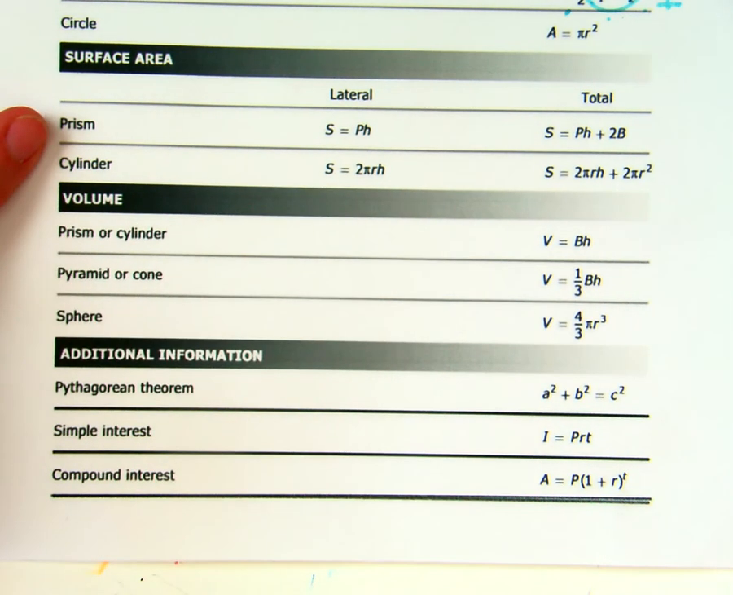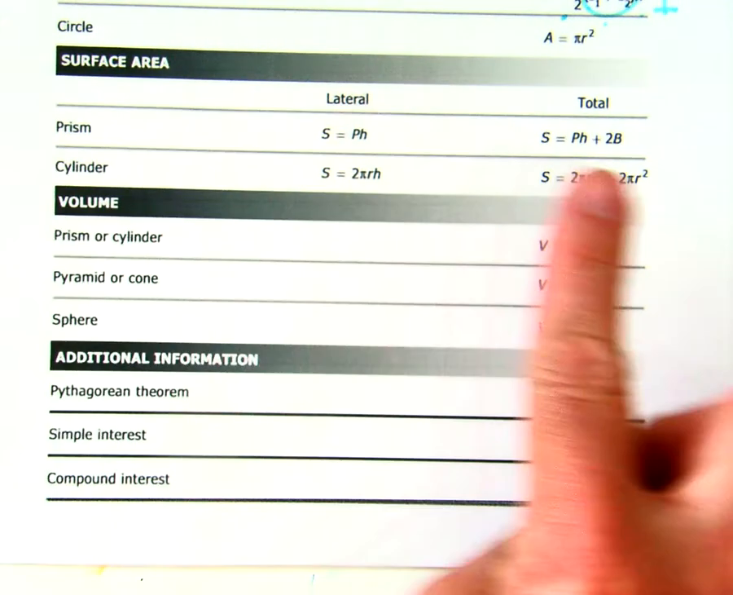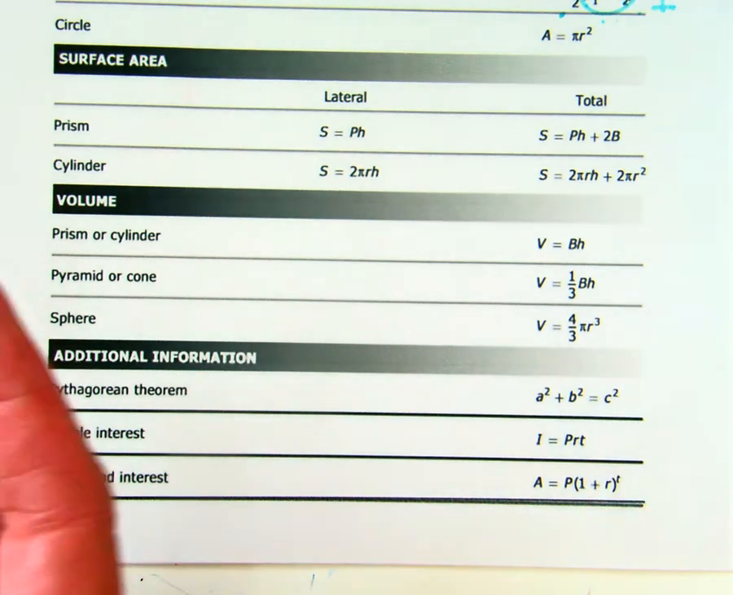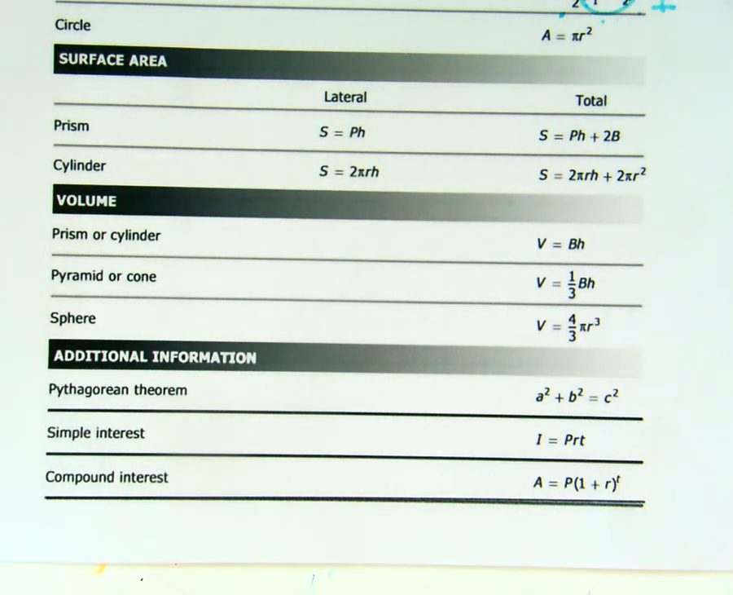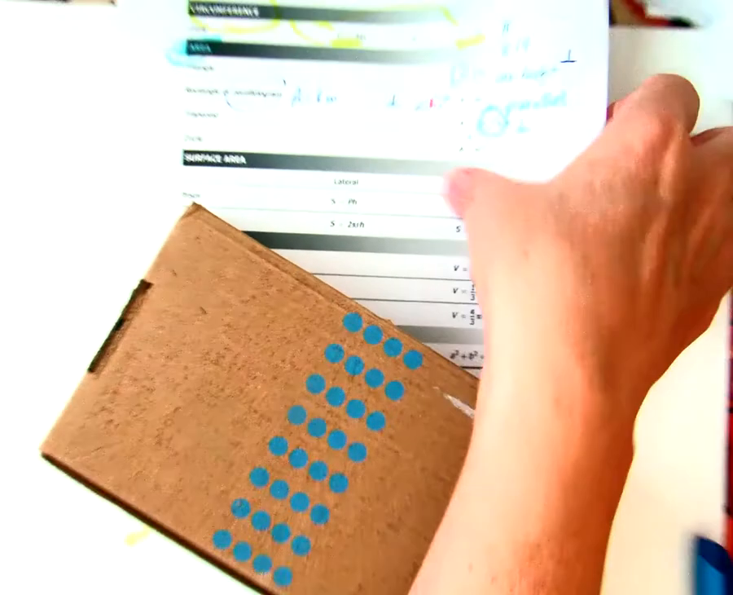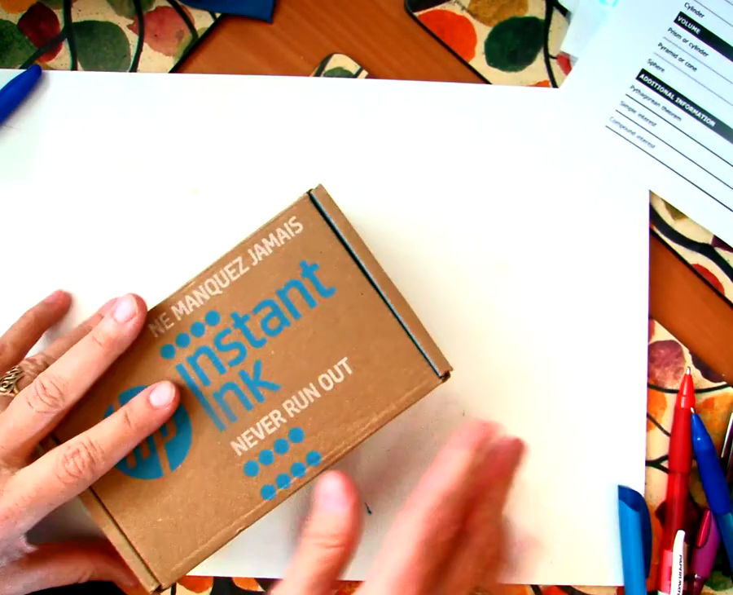They talk about the lateral surface area and the total surface area of a prism. Now, for a rectangular prism, I'm not going to ever do it this way myself. I will unwrap it, lay it down, and do them separately. But since you've got the formula, let's look at how it works. Here I have a rectangular prism, in other words, a box. Okay?